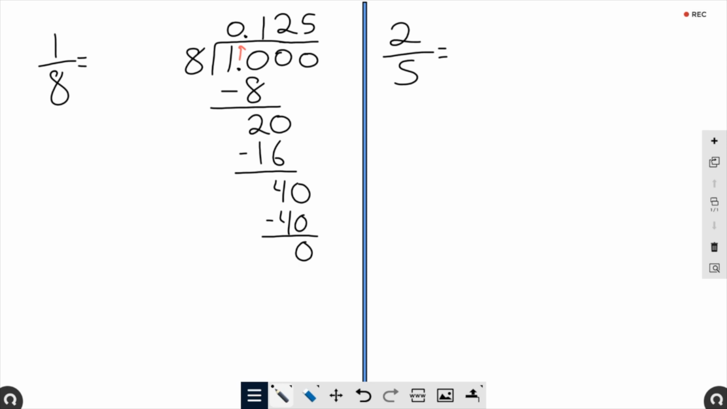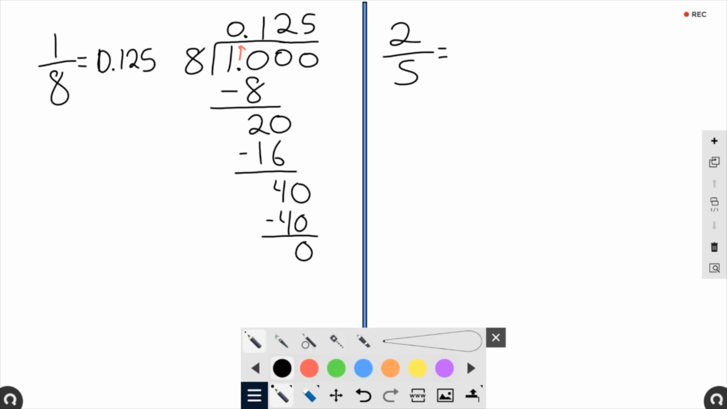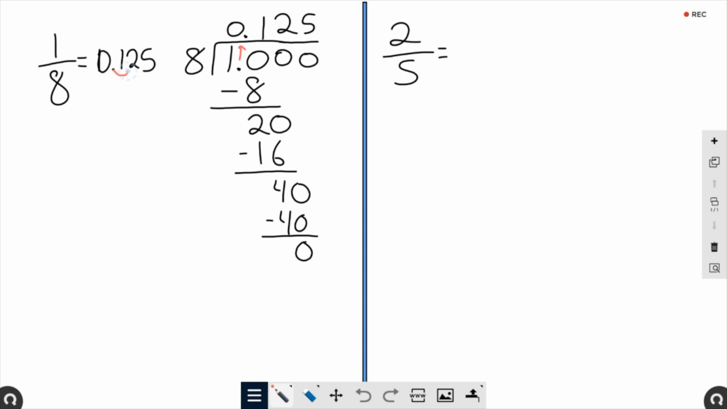So 1/8 as a decimal equals 0.125. Now I've got to convert this decimal to a percent. In order to convert a decimal to a percent, you multiply by 100. And like we showed you in the previous video, the shortcut way of multiplying by 100 is taking my decimal and moving it 2 times to the right. So 1/8 equals 12.5%.